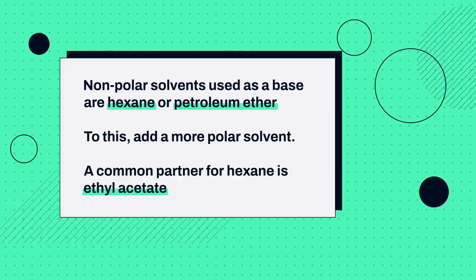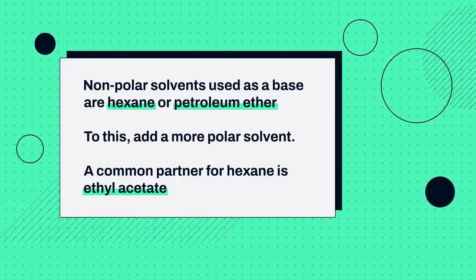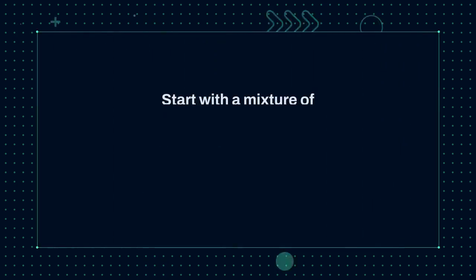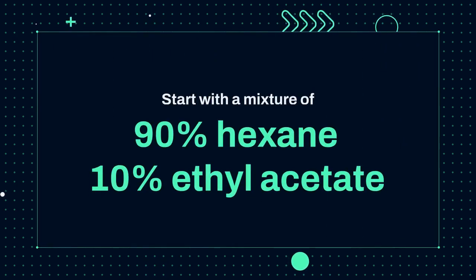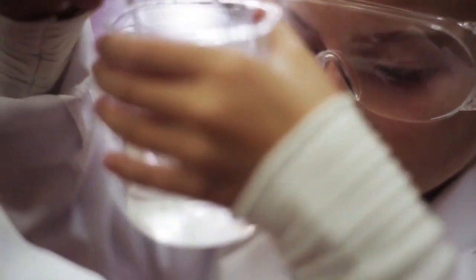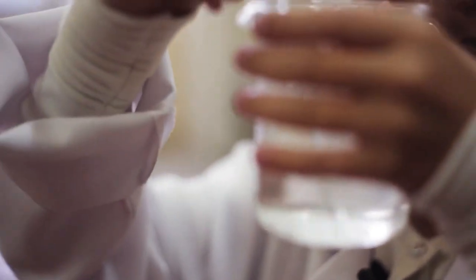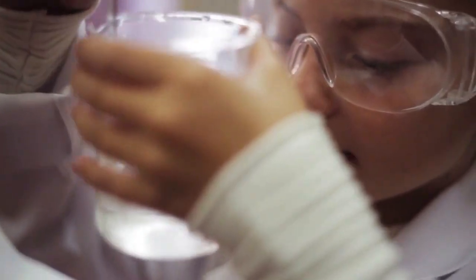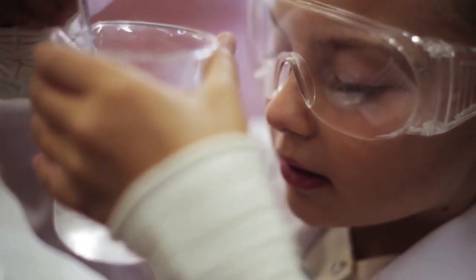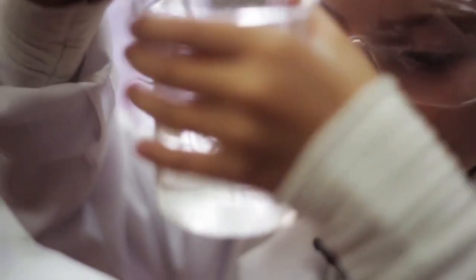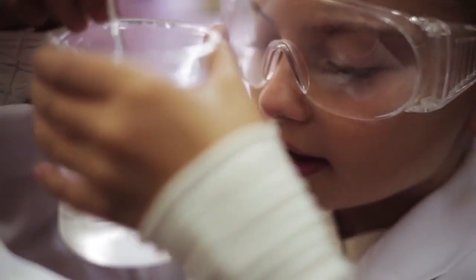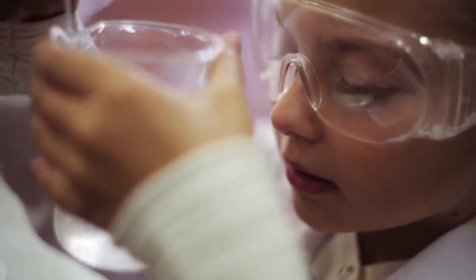A very common and versatile partner for hexane is ethyl acetate. You might start with a mixture of 90% hexane and 10% ethyl acetate. If your spots don't move enough, you know your solvent system is not polar enough. So, you might try an 80-20 or 70-30 mixture next, increasing the amount of the more polar ethyl acetate until you get good separation where your spots are spread out nicely in the middle of the plate.